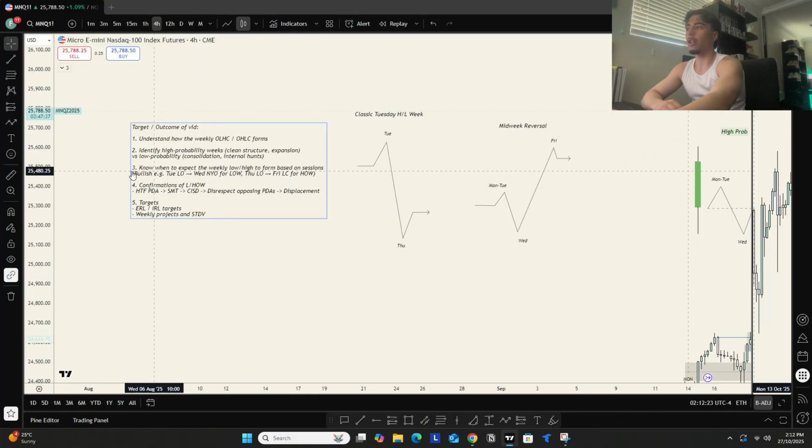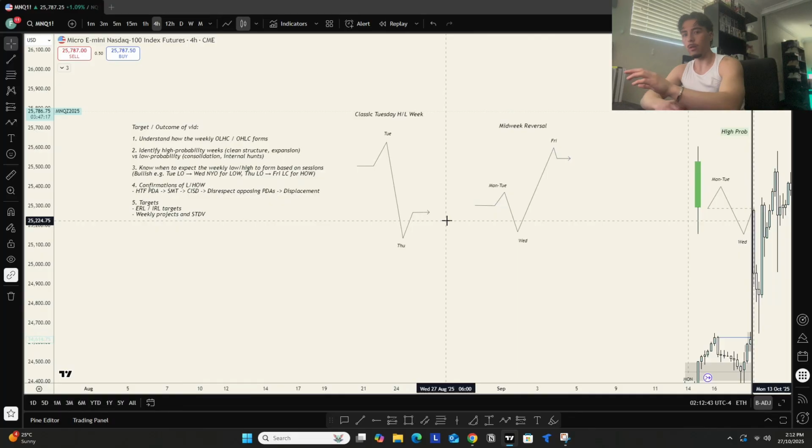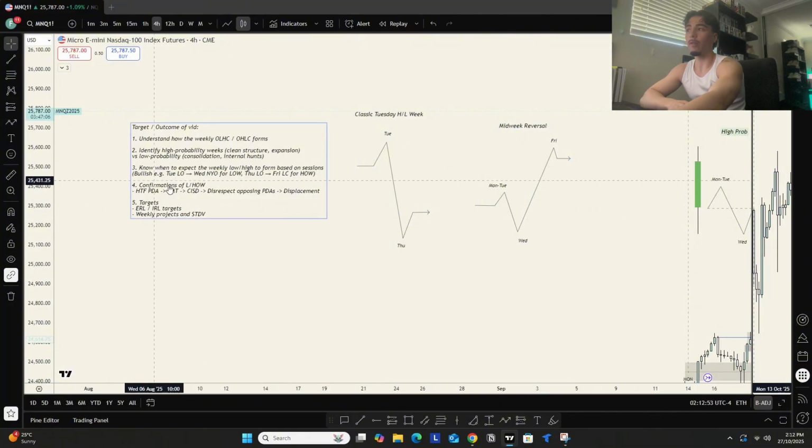The next thing that we're going to learn here is knowing when to expect the high and low to be formed based on sessions. So for a bullish example, let's have a look here. On this bullish candle, you can expect Tuesday London open or Wednesday New York open, so between Tuesday and Wednesday, we're looking at Tuesday London open to Wednesday New York open to form that low. You can see on a midweek reversal profile, which we'll get into now, it perfectly fits within that. So Wednesday low of week, and then you can see Thursday London open to Friday London close for that higher week. So you can see here Friday.